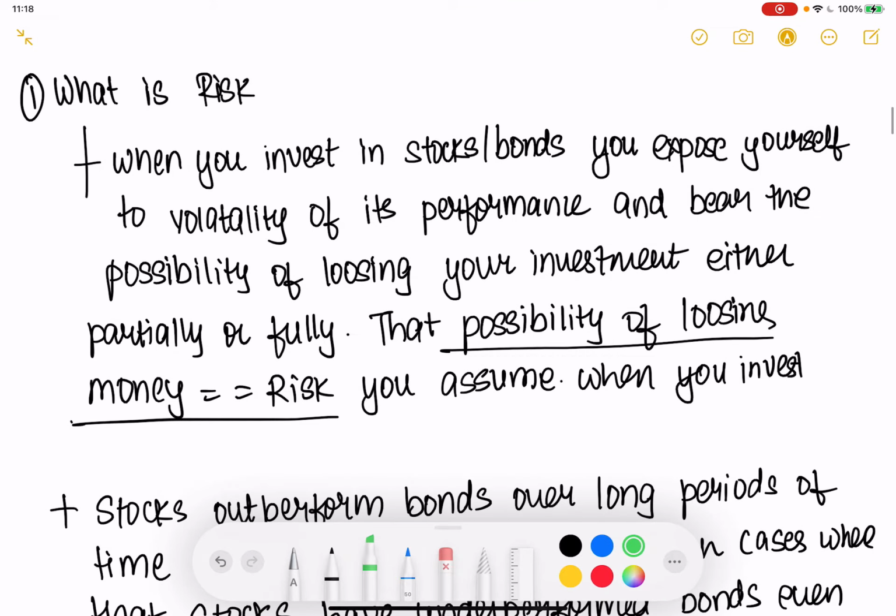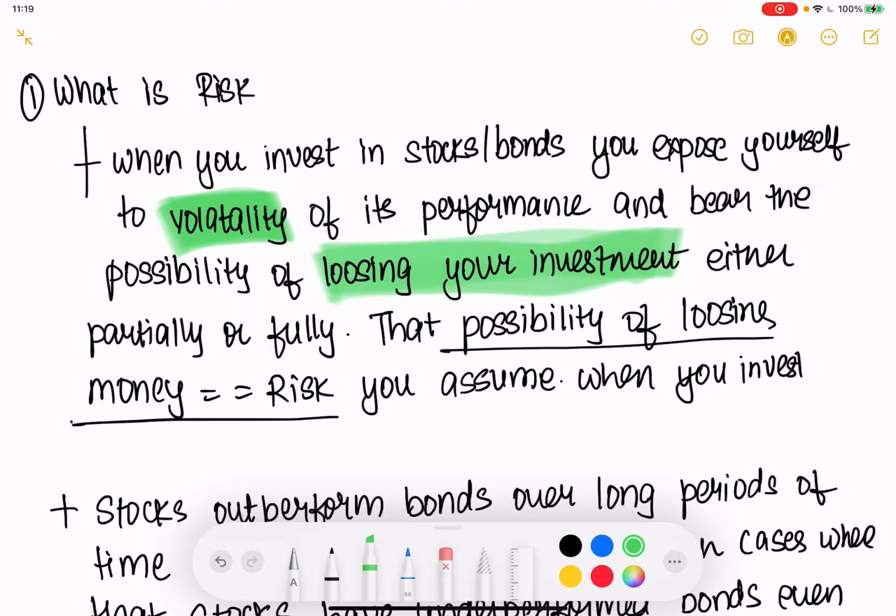So what is risk? So when you invest in stocks and bonds, you expose yourself to volatility. So this volatility is where the stock goes up and down. So its performance can be up or it can be down. So when you invest $100, it can become $120 or it can become $50. So if you want that $100 back when it has become $50, you end up losing your investment, $50.